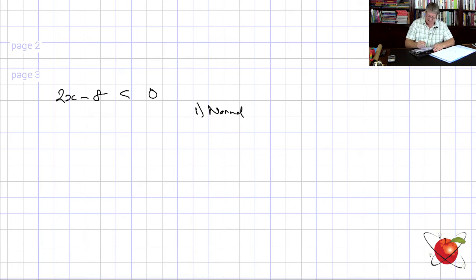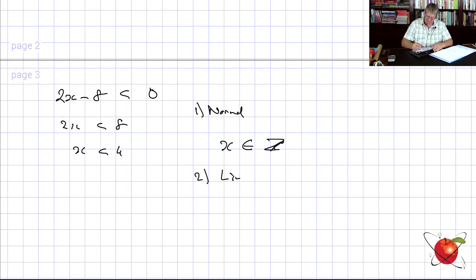Okay? Take the 8 over, 2x, 8, x, 4. Right? So x is less than 4. Okay? Now, let's have a look, and they say x is an element of integers. All right? So we say, right, we've done that, we've found x. Look at the boundaries, or let's call it limits.